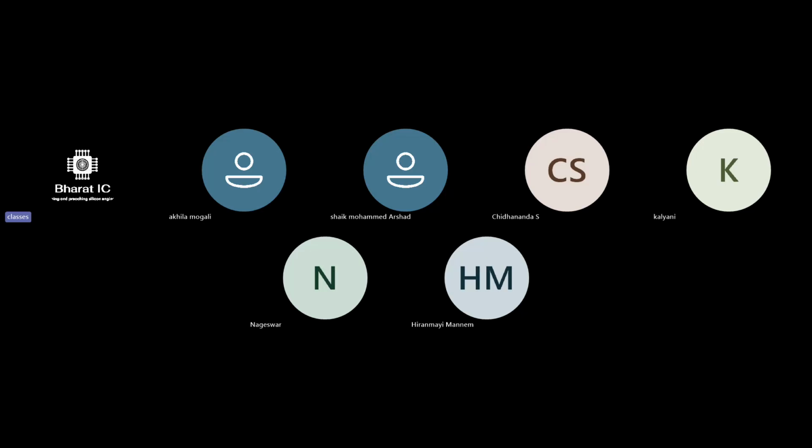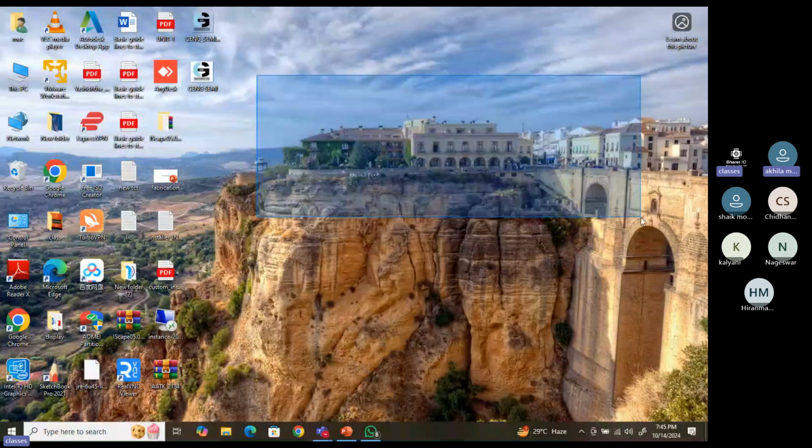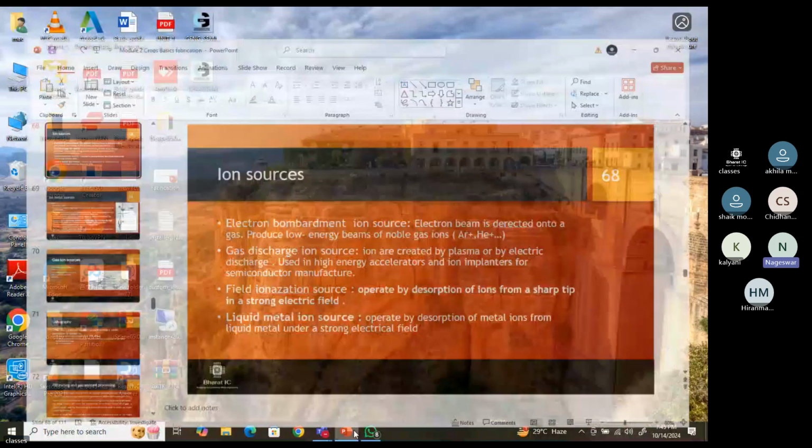Can everyone see the screen? Kalyani, Nageshwar, yes, sir. Akira. Yeah, okay. Yes, sir. Done.